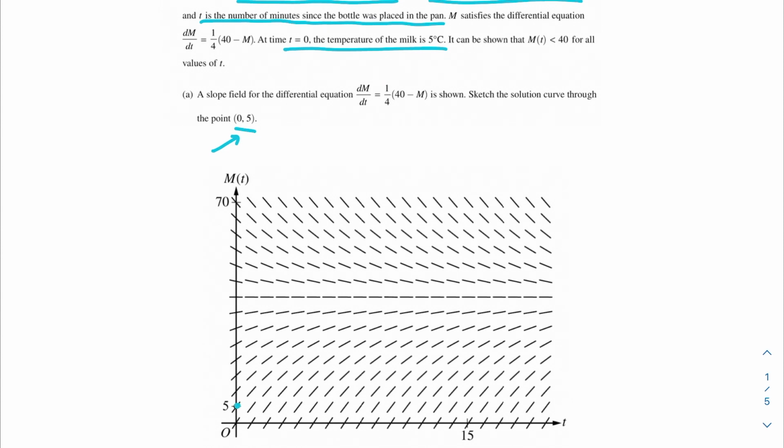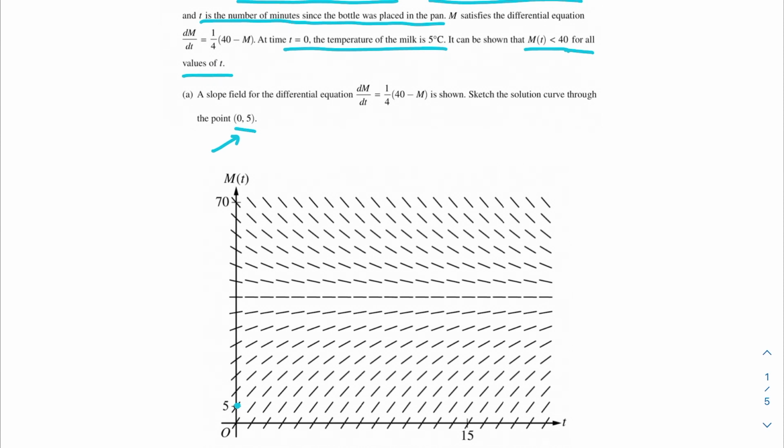Another thing to keep in mind is it says m of t is less than 40 for all values of t. So where you can see that the slope field bottoms out, where there's an asymptote, that's where your solution curve should approach, but it should not touch. And make sure that you don't sketch anything above that 40, because the problem has told us that it's going to be less than 40 for all values of t. So don't get caught up in the fact that there is a slope field above the asymptote. You don't want to get above it.